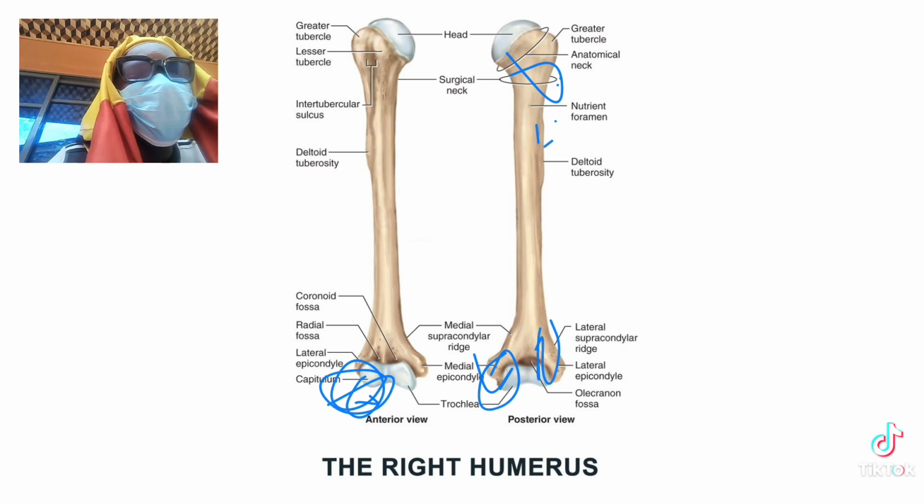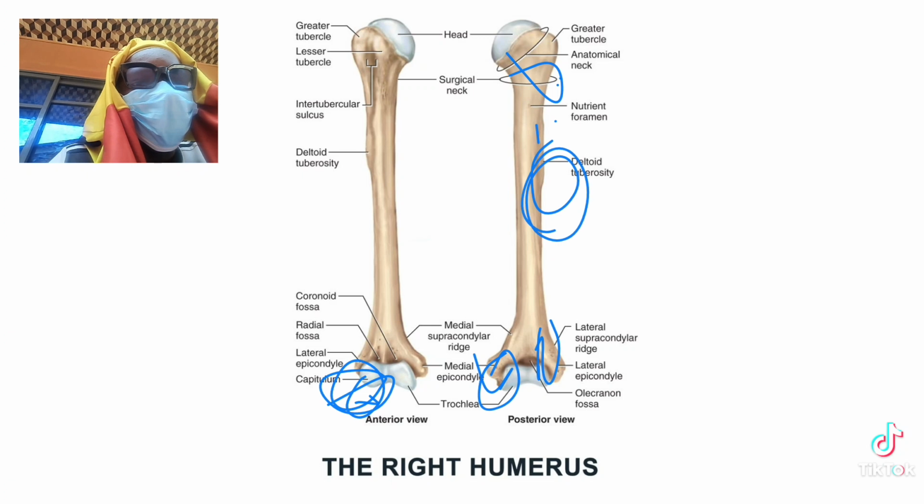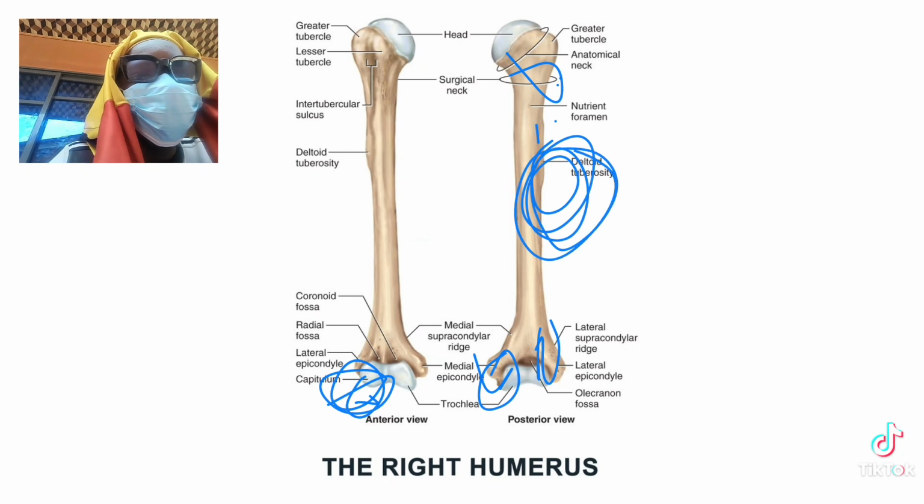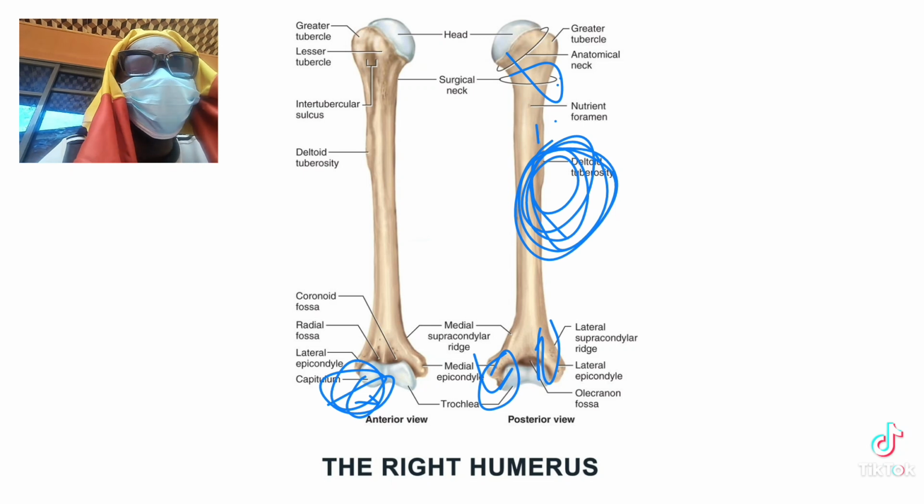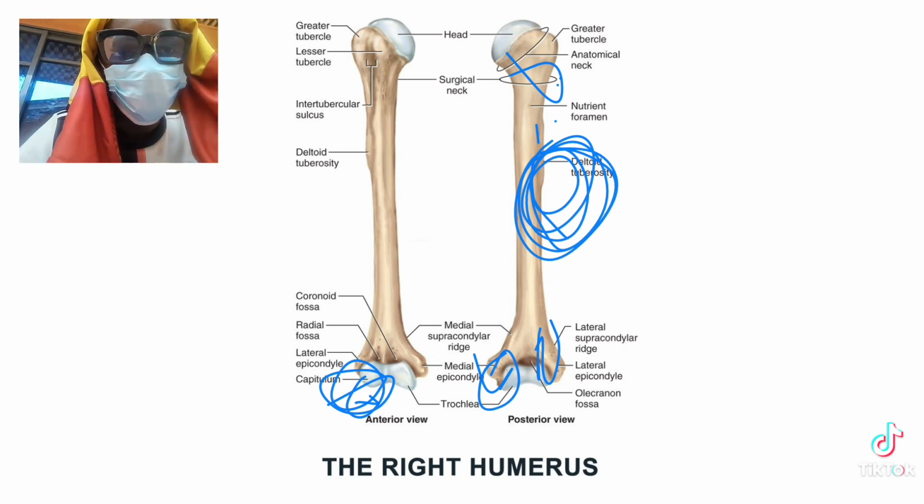Then yes, deltoid tuberosity. They may then ask you which muscle attaches here. The answer is the deltoid muscle. Hope you are with me.